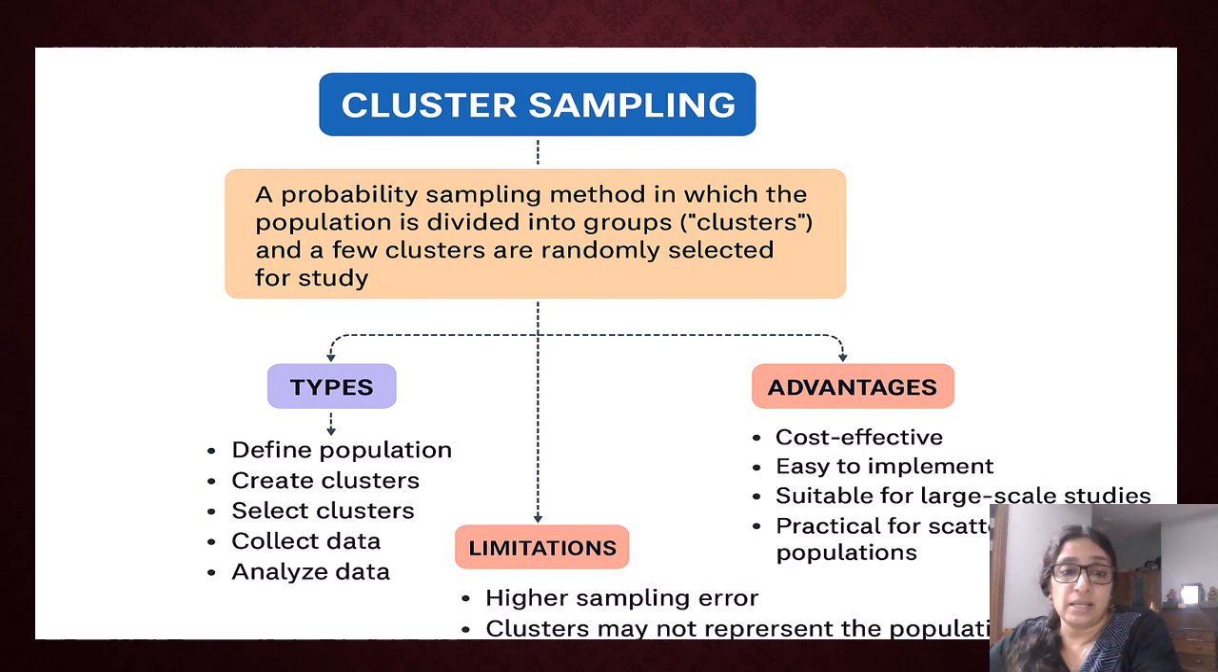And the cluster sampling steps and types are define population, create clusters, select clusters, collect data, and analyze data. So cluster sampling in total means a probability sampling method in which population is divided into groups, clusters, and a few clusters are randomly selected for the study. We should know how we want to group the clusters. Likewise as the population is, so must be the clusters.